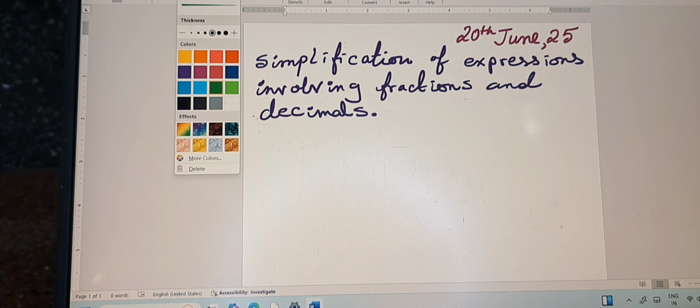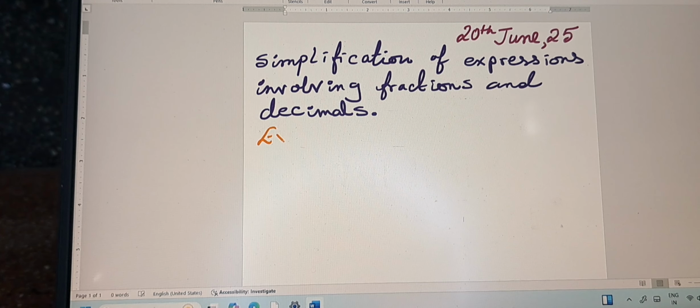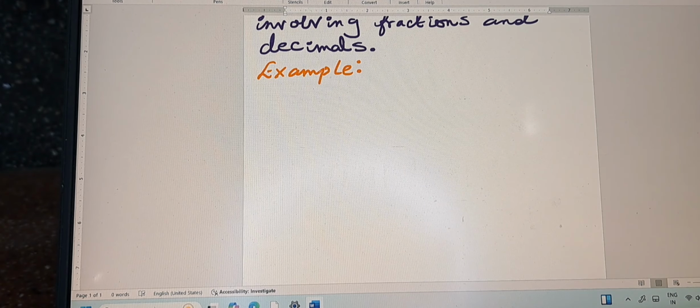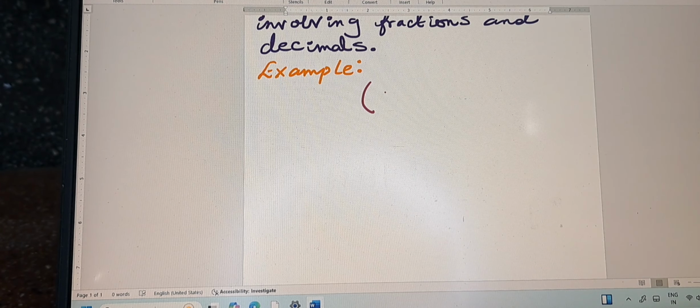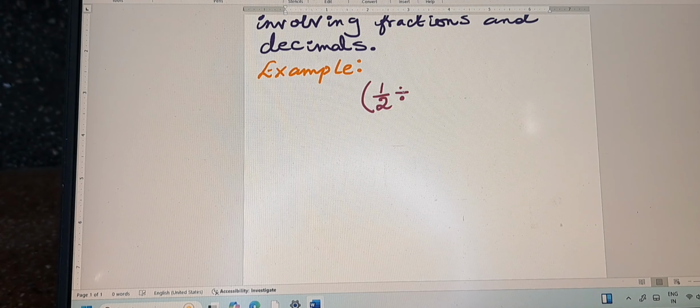So let us take one example. Example number 1. So inside the curved bracket, the fraction is given 1 by 2, divide by 4 by 5. Bracket close. Multiply by 4 by 7.